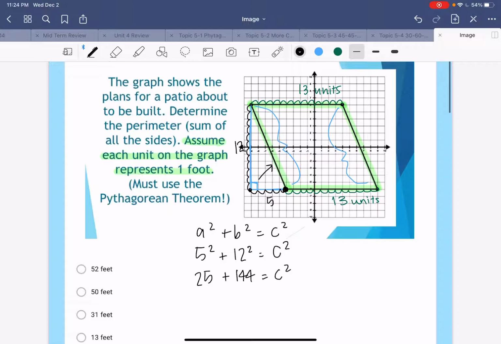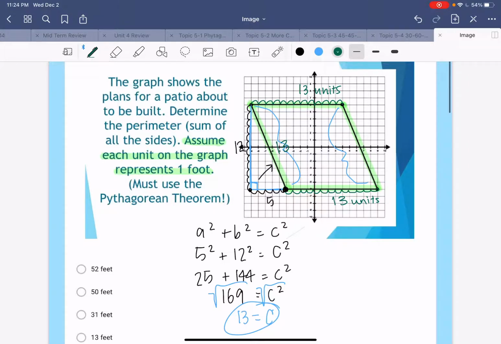My calculator. We're going to do 25 plus 144 equals 169. Take the square root of that, and it equals 13. So this unit right here that we're trying to find is 13 units long as well.